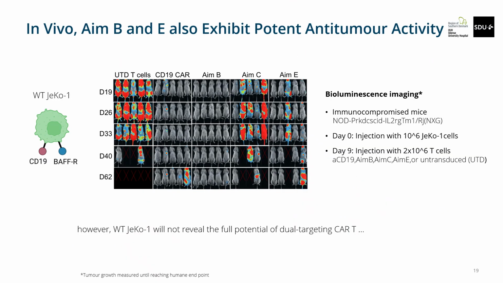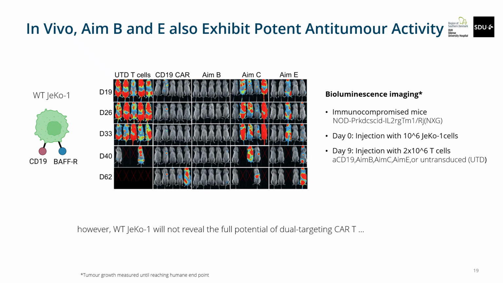Of course, the really interesting question is how these different CARs are performing in vivo, and for this reason the team went ahead to conduct mouse experiments. The mice were simply injected with wild-type Jeko cells carrying a bioluminescent reporter, and this was done on day 0, and then on day 9 they were injected with either untransduced cells or with the different CARs.